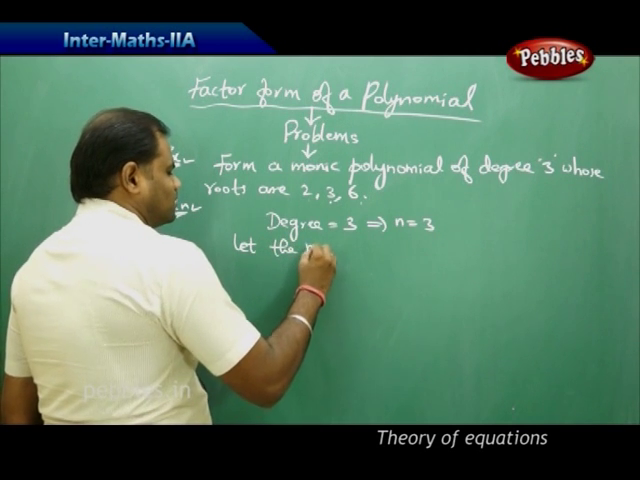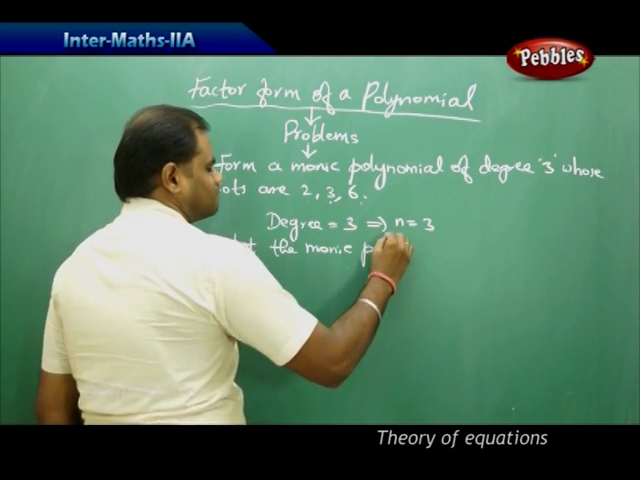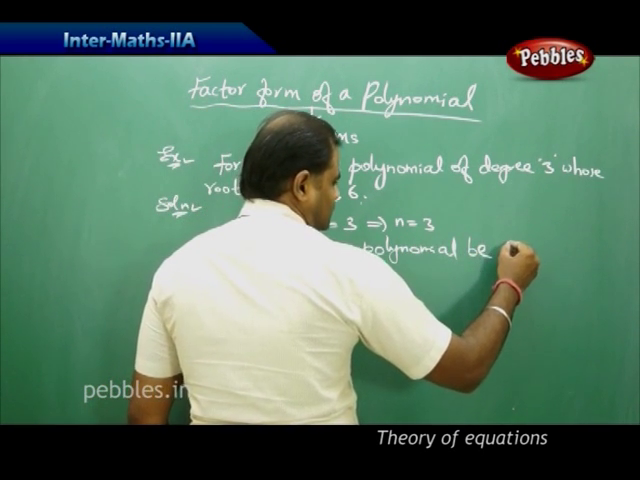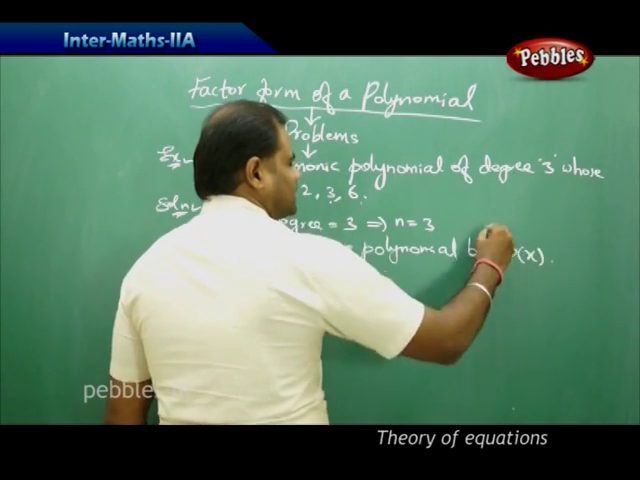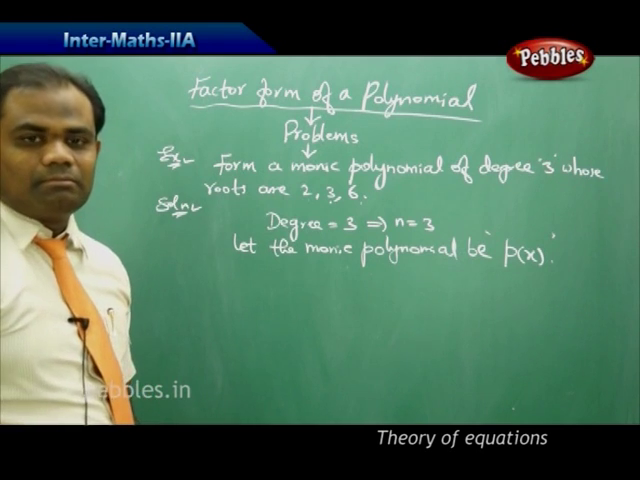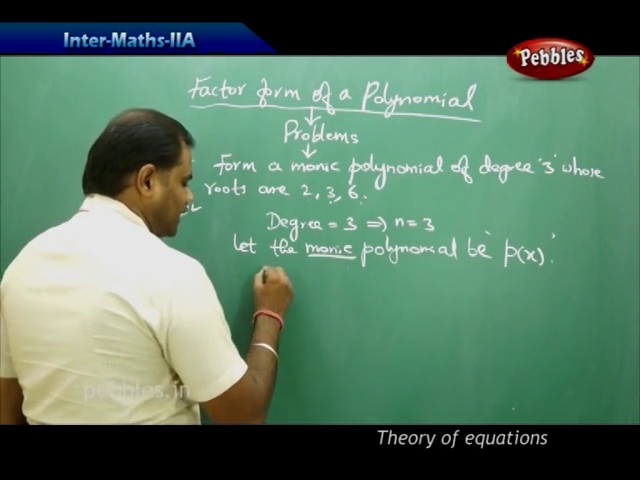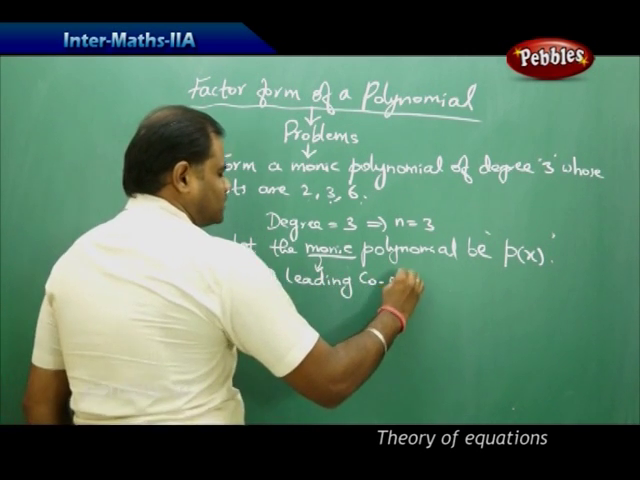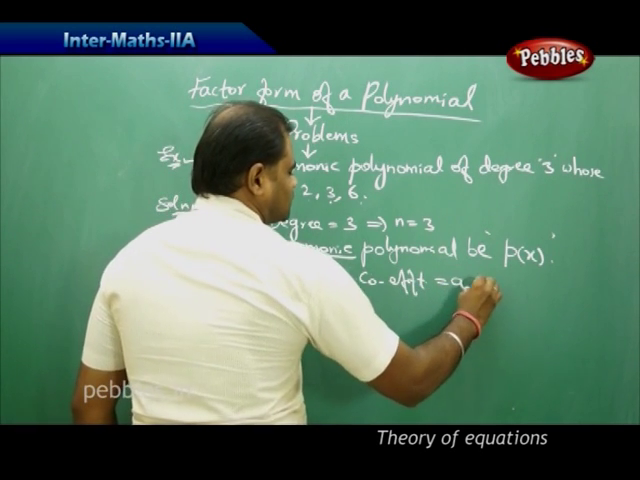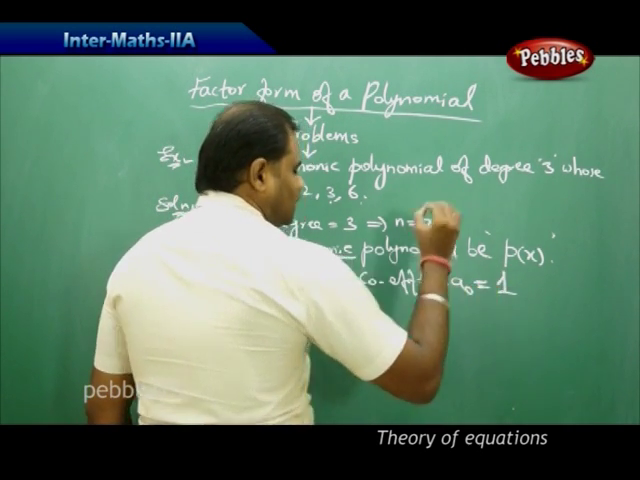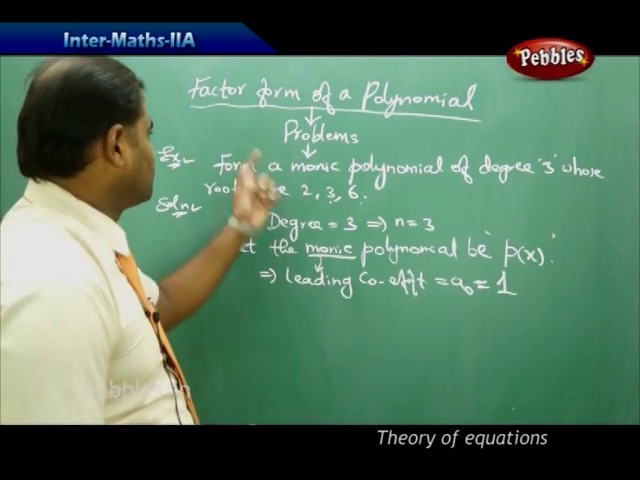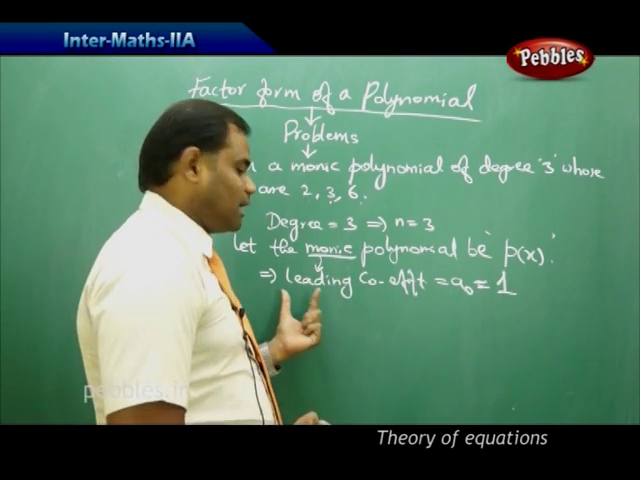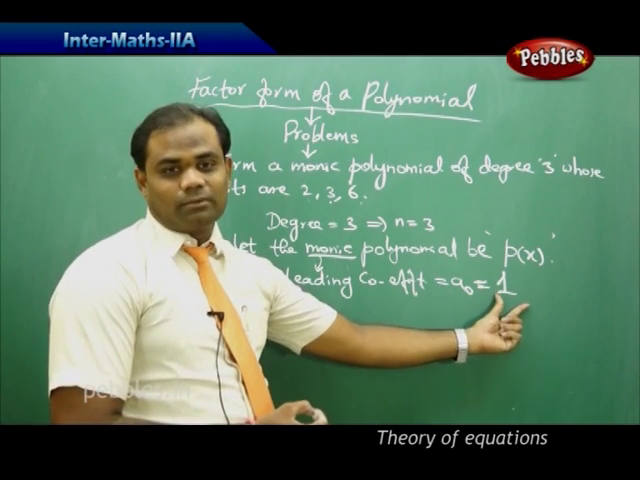Now let the monic polynomial be some p of x. Since this is a monic polynomial, I have the leading coefficient, which I denote generally with a naught, as 1. My leading coefficient plays a vital role in representing the polynomial in a factor form. So therefore, because it's a monic polynomial, I identify its leading coefficient to be 1.